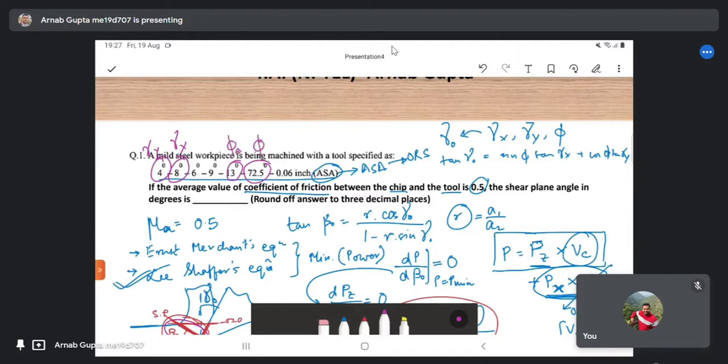This is phi e, this is phi s. So from there you have to find phi. This is the side cutting edge angle. 90 degrees minus phi s will give you the principal cutting edge angle. If this is your tool, from the top view on the machining plane, this angle is phi s, this angle is phi, this angle is phi e. So 90 minus phi s will give you 17.5 degrees.